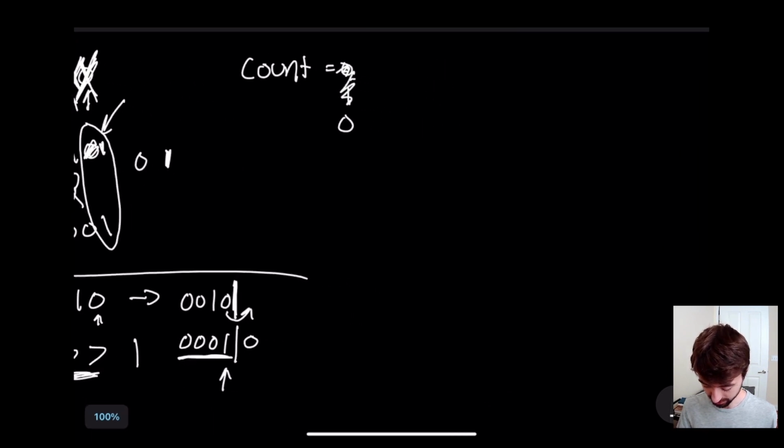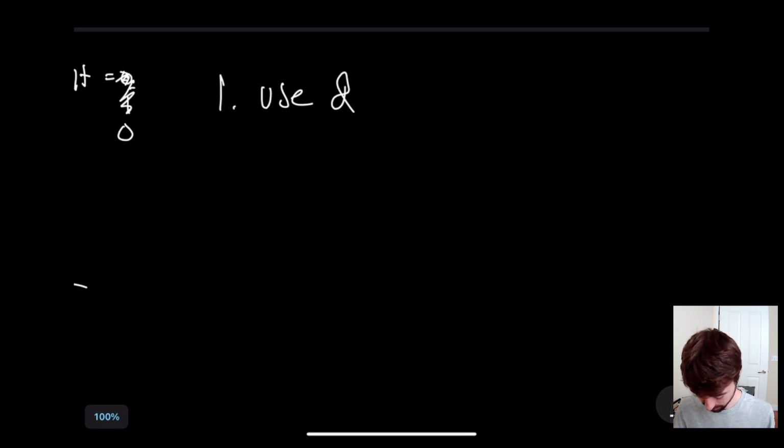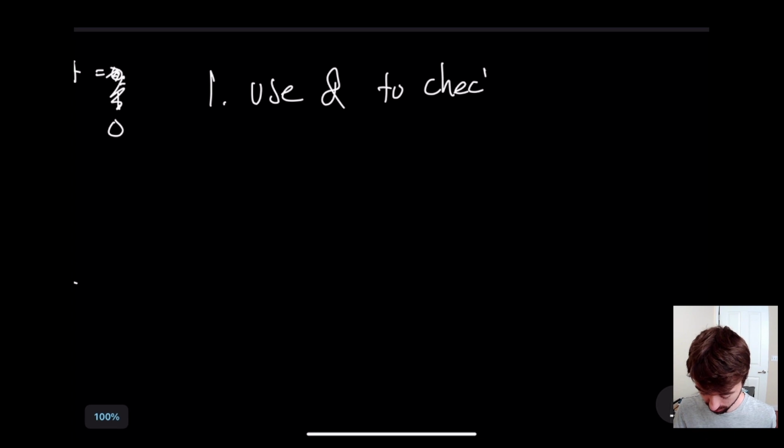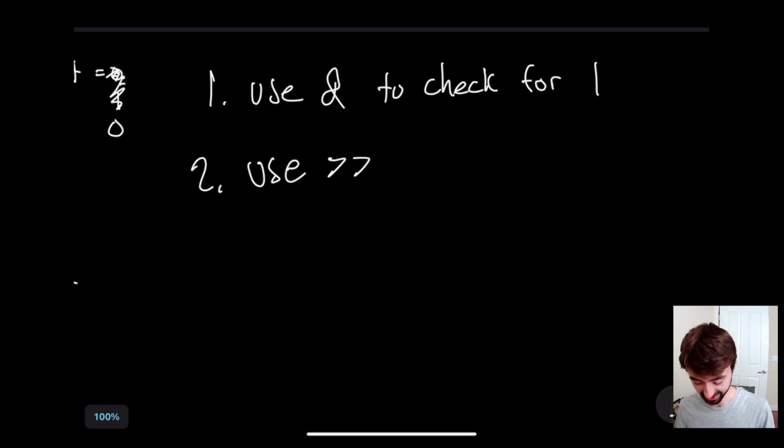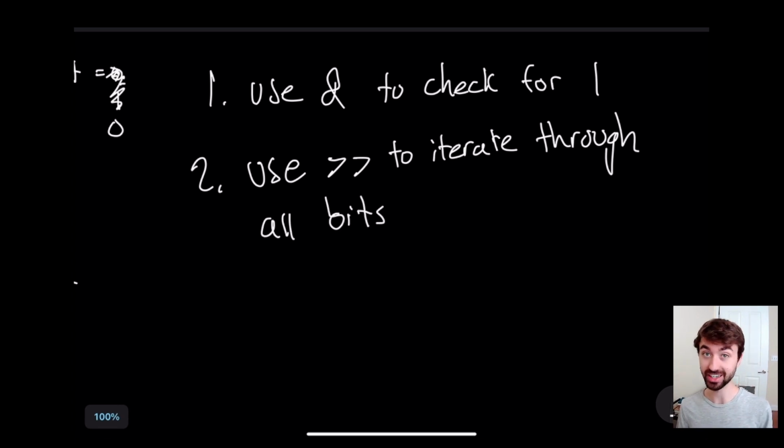So to recap, we are going to first use the bitwise AND to check for 1s. And then 2, we're going to use the shift bits to the right operator to iterate through all bits. And then we're just going to keep track of a count the entire time of how many 1s that we see. And I think that's it.